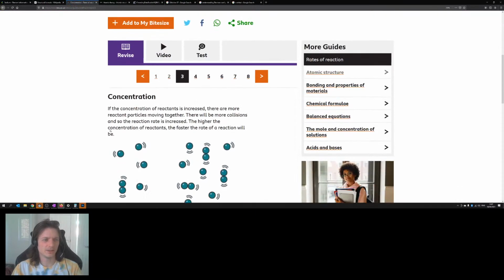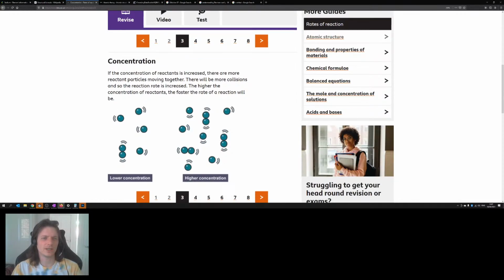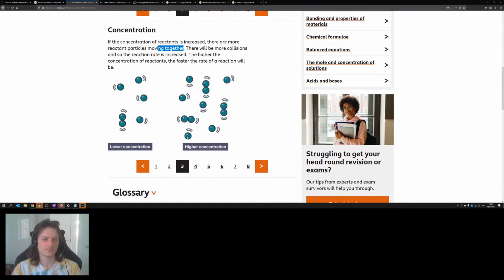That's awesome. If the concentration of reactants is increased, there are more reactant particles moving together. There will be more collisions, and so the reaction rate is increased. The higher the concentration of reactants, the faster the rate of reaction will be. Makes sense?